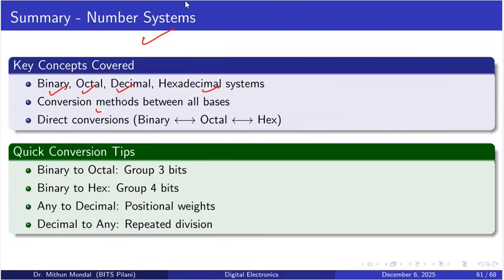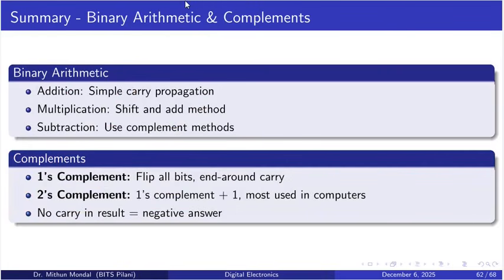How do we convert one form to another, all the bases. Direct conversion can be possible, binary to octal and octal to hexa. Quick conversion tips, you can do it. Binary to octal, group into 3 bits. Binary to hexa, you can group into 4 bits. Any base to decimal, if you want to convert, then positional weight you use it. Decimal to any base, you can use repeated division. So these tutorials on number system we have seen, and then we have seen binary arithmetic and complements.